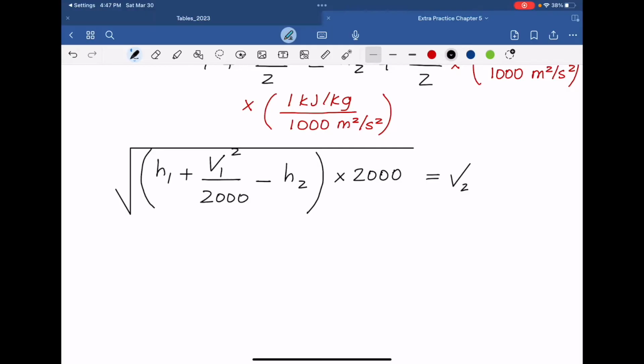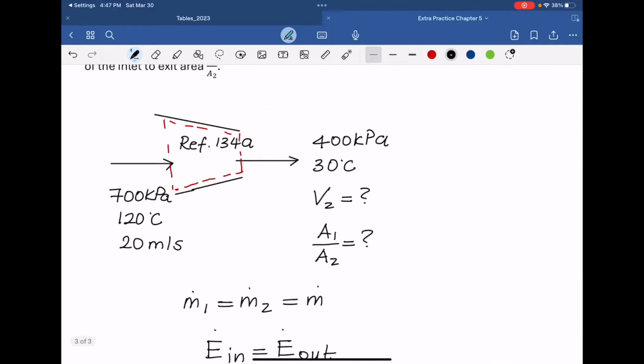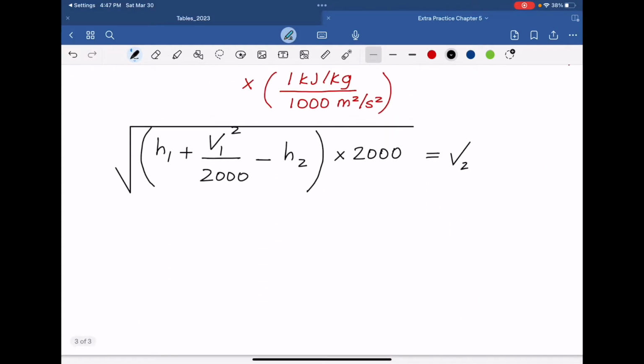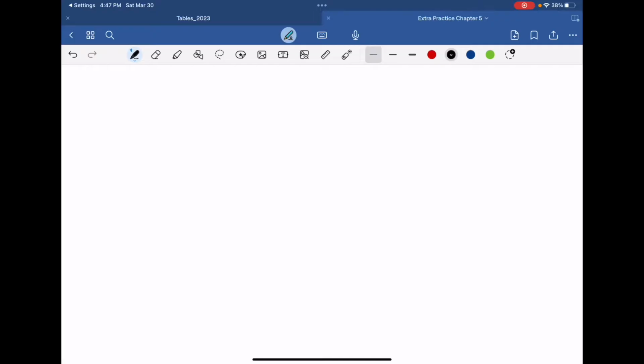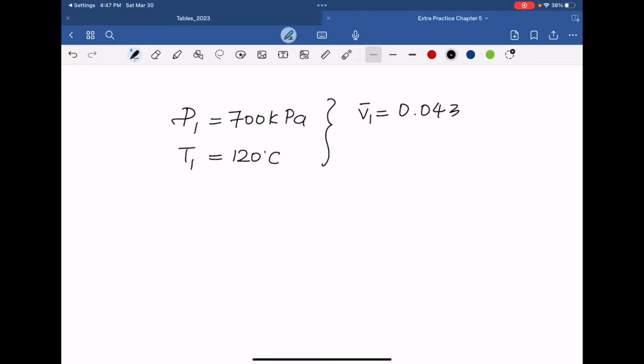Now, of course, to solve this, we need to know what H1 and H2 are, and we need to look at refrigerant tables. So therefore, let's do that on the next page. When we look at the tables, initially it was 700 kilopascal, and then the temperature was 120. You look at superheated tables to read the specific volume. You also need to read enthalpy to use it in the energy balance.